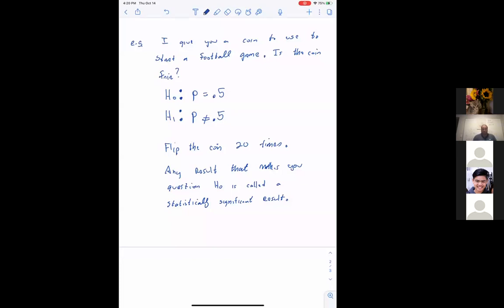Just in terms of the language, it's very important to realize you never accept anything. We don't accept the null hypothesis. We don't accept the alternative. We either reject the null hypothesis or we don't reject the null hypothesis.